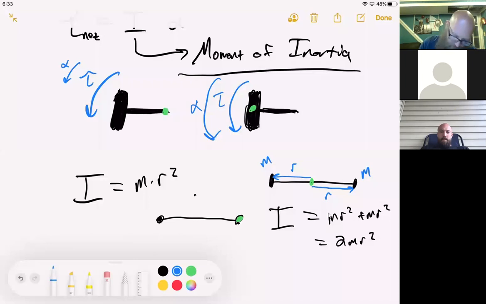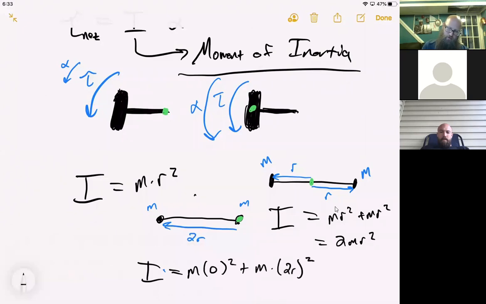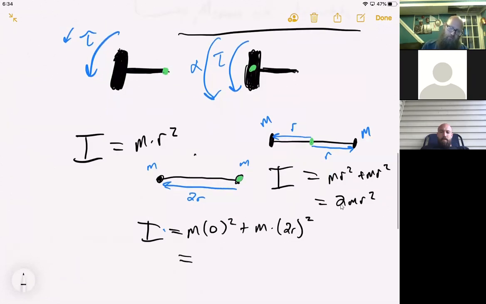So what do I have now? Well, I've got a mass here and a mass there and a distance here that is now 2r. Or I could call that L, and the previous one could have been L halves this way and L halves that way. Doesn't really matter. So now the moment of inertia is M times 0 squared plus M times 2r squared. Do you see that? Because one of the masses is sitting right at the axis of rotation, so that r is nothing, and the other one is 2r. So if I do that math, I'm going to have 4mr squared.